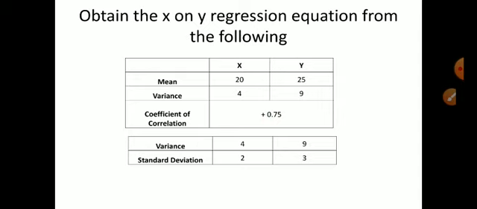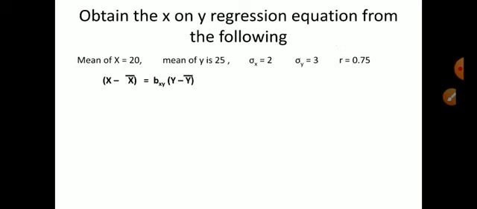They are asking us to find the regression equation x on y. X on y means we have to calculate the bxy value in the beginning. The x on y equation is nothing but x minus x bar is equal to bxy into y minus y bar. First we have to find the bxy value. Using the standard deviations, the formula we will use is bxy is equal to r into sigma x by sigma y.